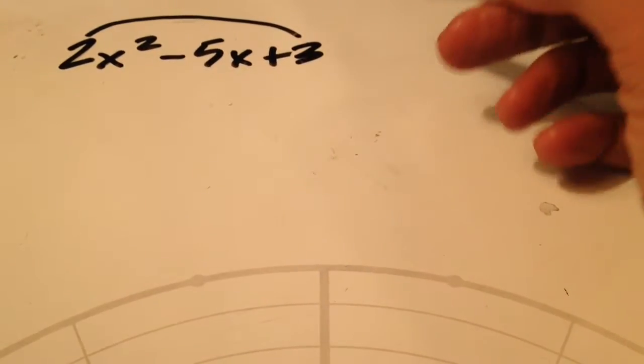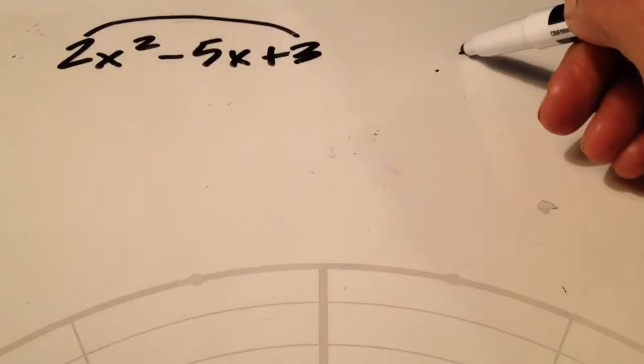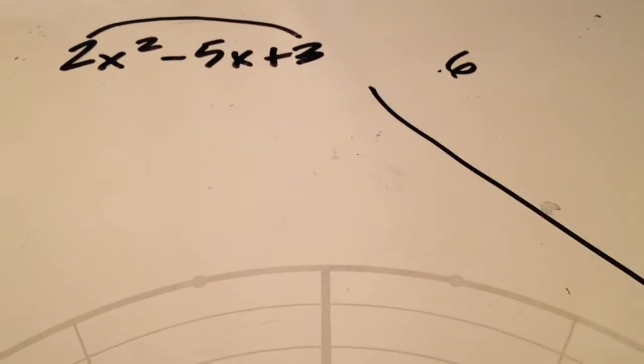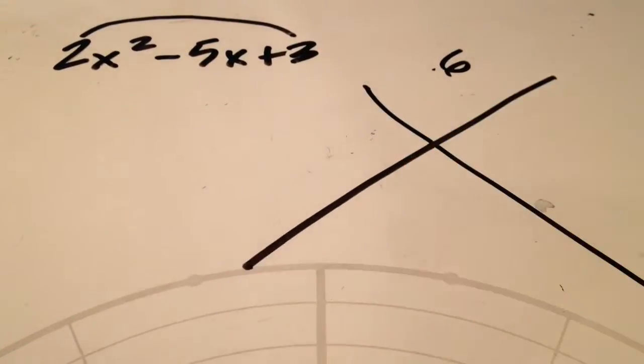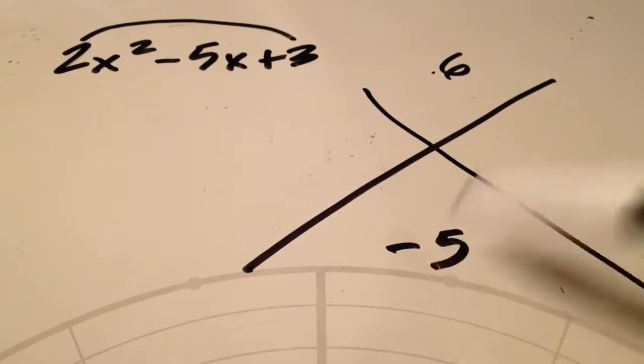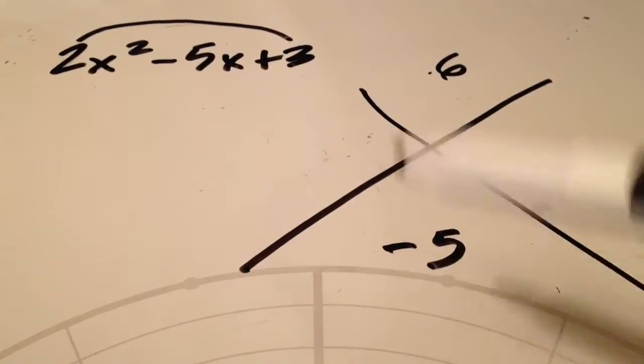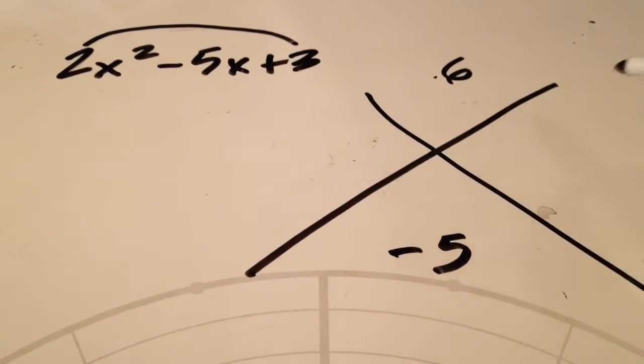Okay, Maya, so here's how it works. First you multiply 2 times 3, you get 6. Then what I do is I make an x, and then I put the negative 5 on the bottom. Then I ask myself, what numbers multiply together to make 6, but add to make negative 5? And sometimes you have to make a list.